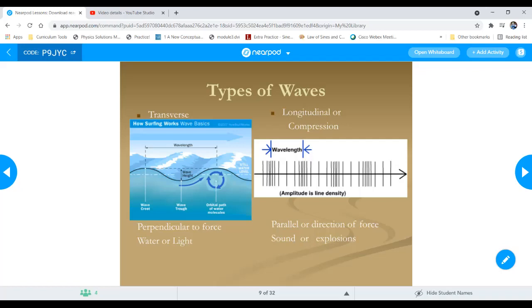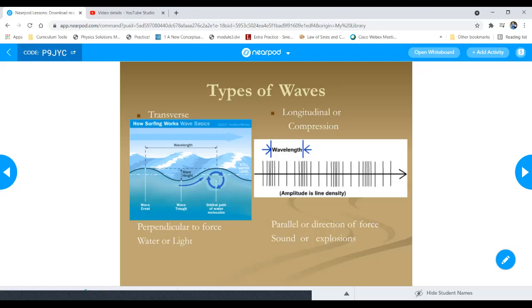The second type of wave is a longitudinal or a compression wave. And these are important to you because this is what a sound wave is. It is a compression wave. And so it runs parallel to the direction of the force. So if I push it from the left, the wave is going to travel from left to right. It'll go parallel to that force. And these are pretty neat because they travel through all kinds of mediums.